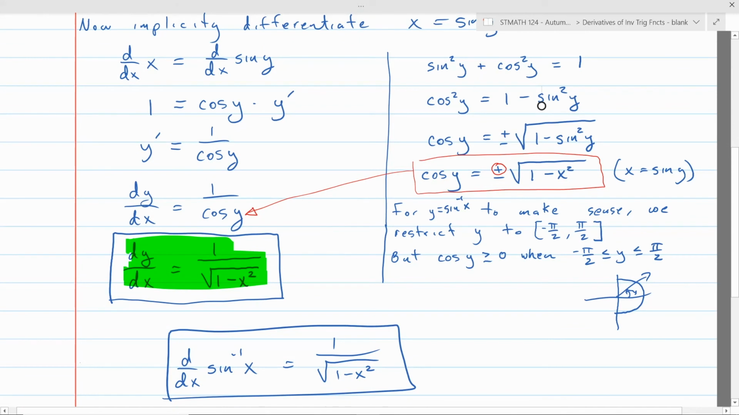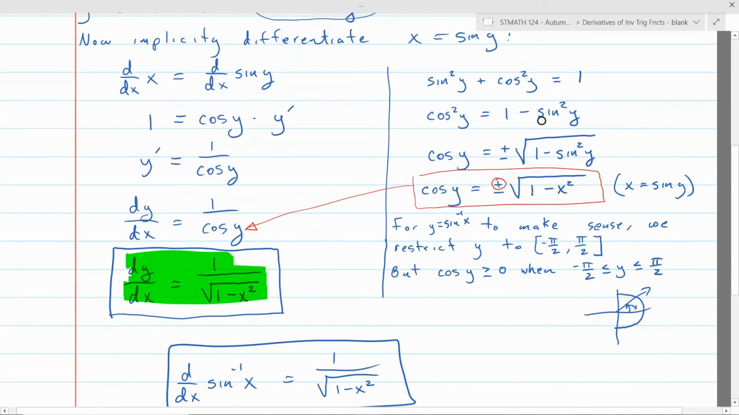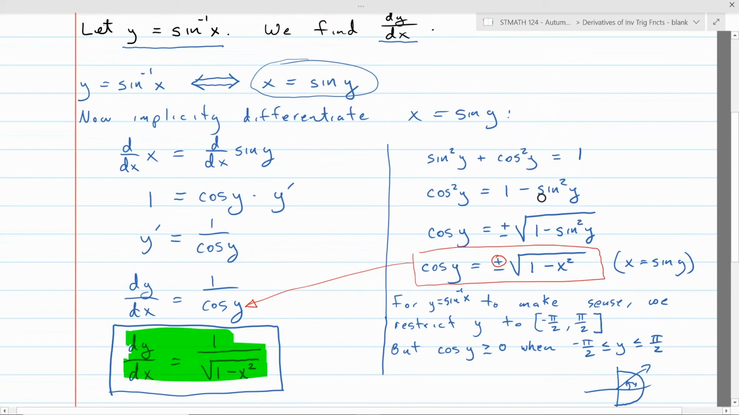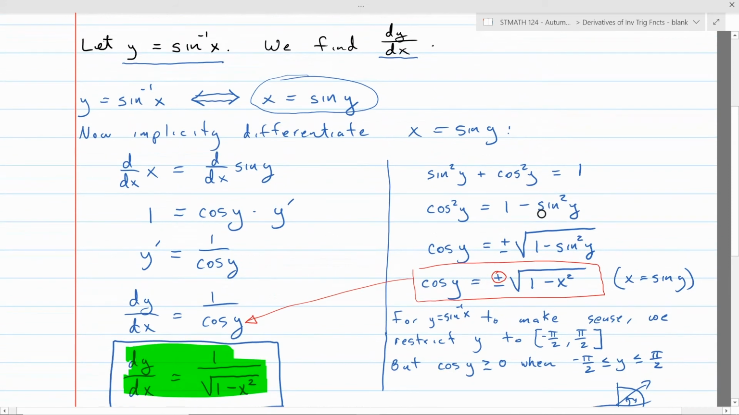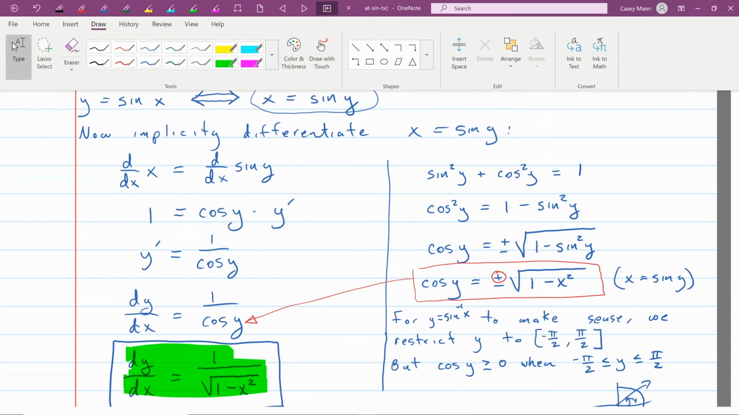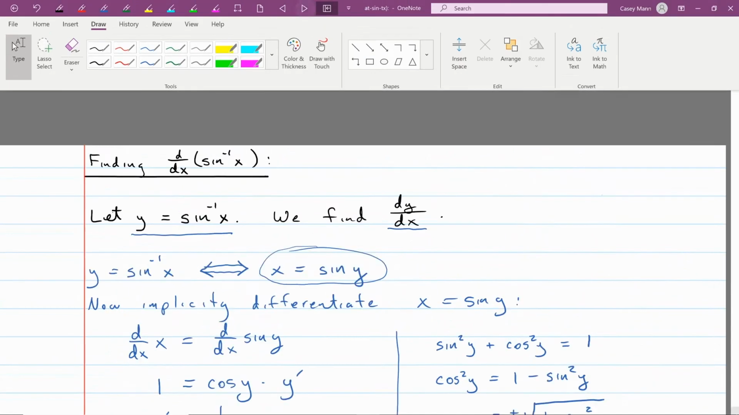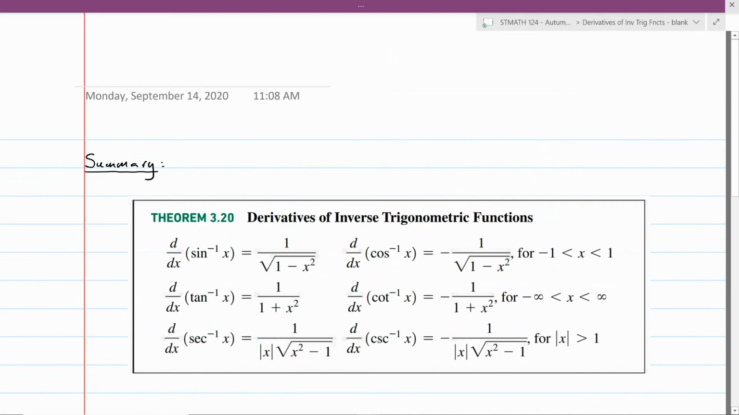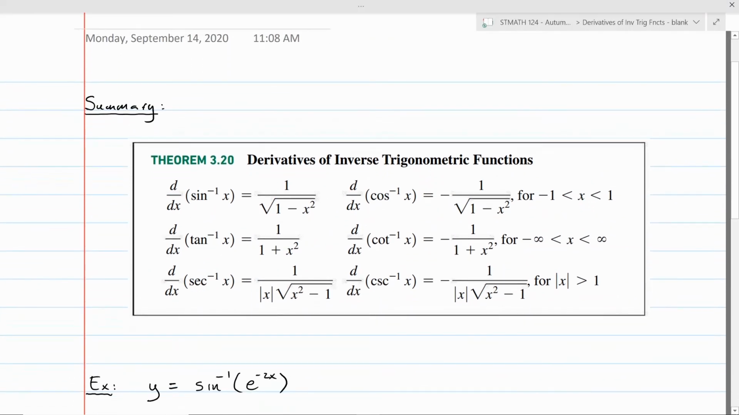Now, I could do a very similar sort of calculation to get the derivative of cosine inverse, tangent inverse, secant inverse, and cosecant inverse. I'm not going to do all of those, of course. I just wanted to show you how one of them worked. And so here's a summary of what all the derivatives turn out to be. Here's the one we just computed, in the top left.